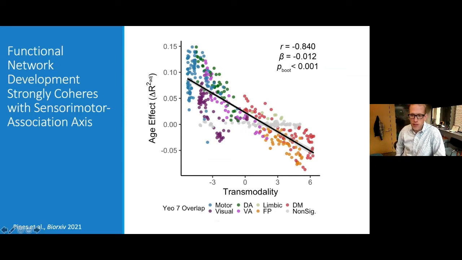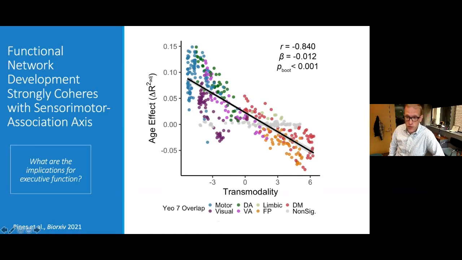And what you can see, though, if you just follow the fitted line, is an incredibly clear alignment between how networks develop with age and their position on the sensorimotor-to-association axis. Specifically, lower order networks on the sensorimotor end of the axis increase their between network coupling with age and become more integrated. In contrast, the most transmodal networks, such as the default mode and frontoparietal network, tend to become more segregated as kids grow up. It's not an exaggeration to say that this relationship is for sure one of the strongest effects I've ever seen in developmental neuroscience.